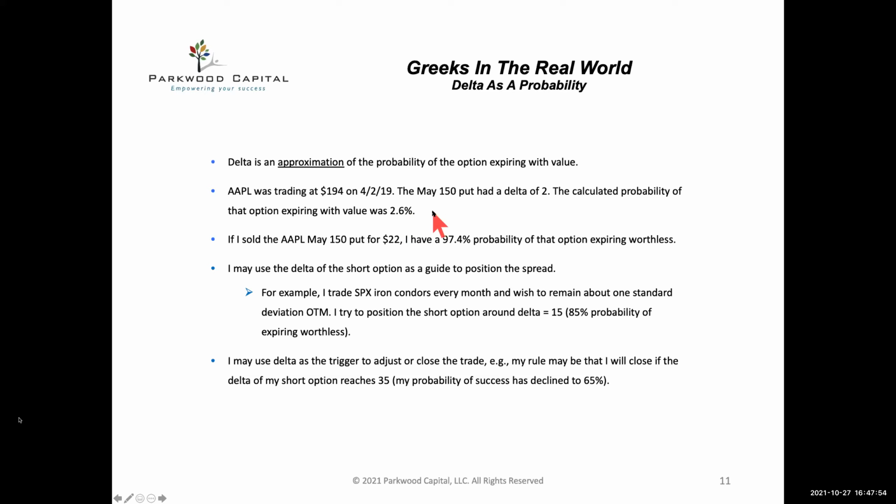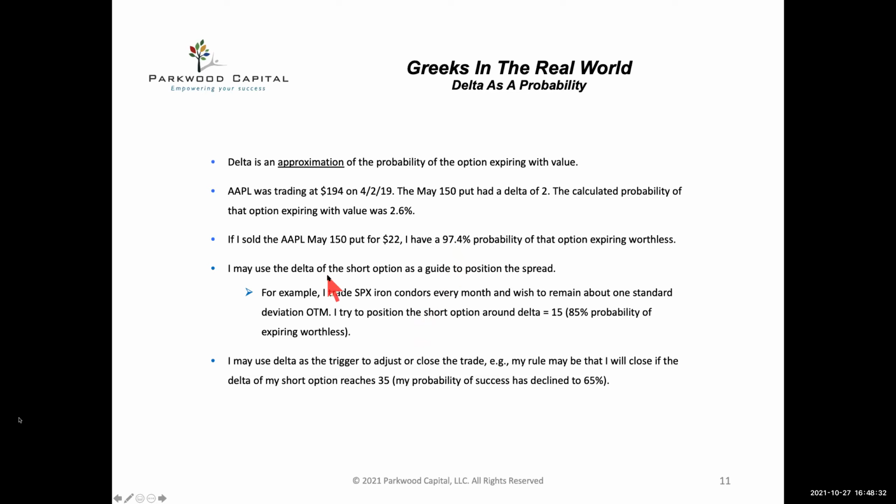So it's always close. Now, what this means, delta of 2 means I've got a 2% chance of this $150 put having value. In other words, Apple would have to drop a lot. On the other hand, there's a 98% probability of that option expiring worthless. So if you sold that option, you've got roughly a 97 to 98%. 97.4 would be precisely correct. But if we were using just the delta, we said we have a 98% probability of success here. And that's close enough for government work, as they say.